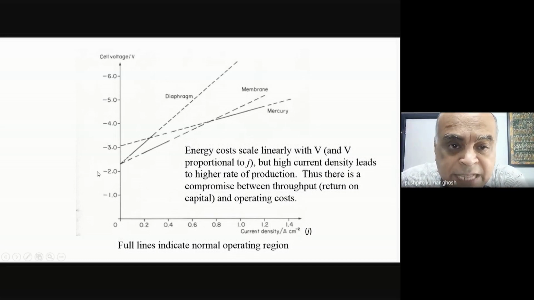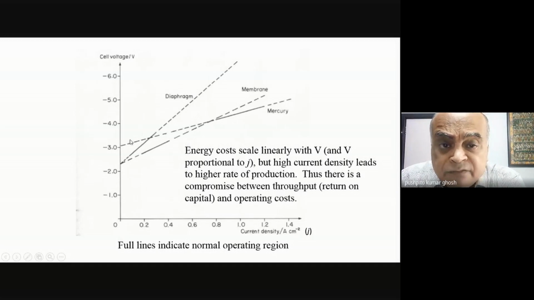What happens is that in the diaphragm cell, firstly, the limit of current density is quite low and the cell voltage increases very steeply with your current density. In this particular case, in the diaphragm cell, partly it is because you remember that we were trying to push this stuff very fast. Now your membrane is better, and you can see that it has got a lower slope over here. Mercury is the best, that it has got the least slope.